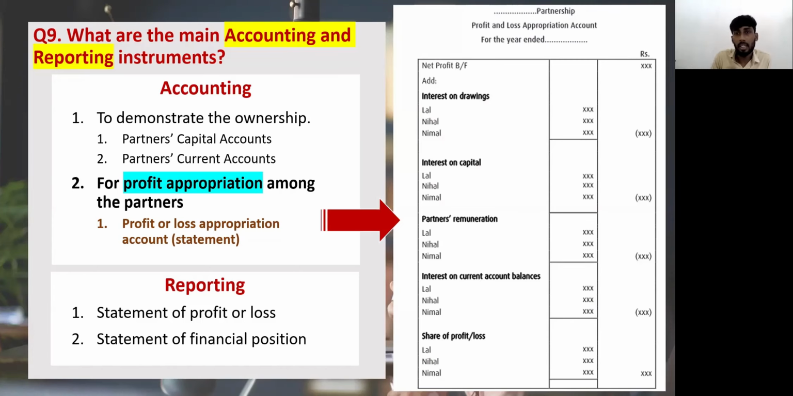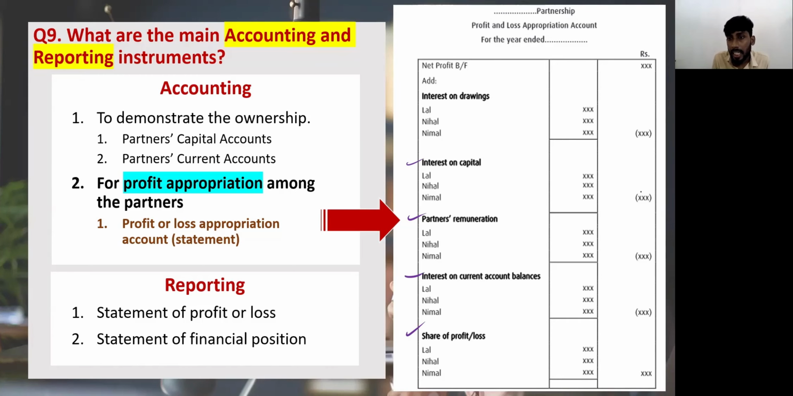Nothing to worry, Lamai, nothing to worry. I will explain that to you when we are doing a question. Okay, nothing to worry. These points are the ways of appropriating the profit to the partners.